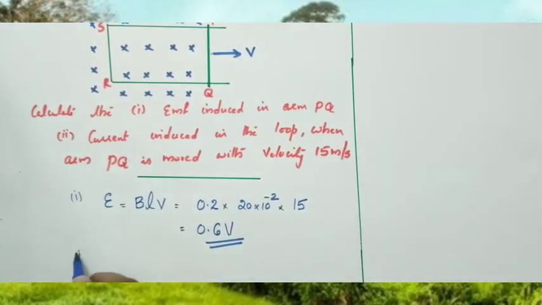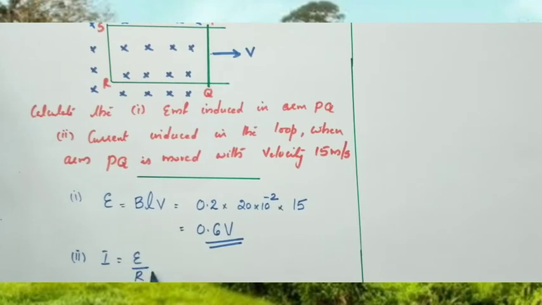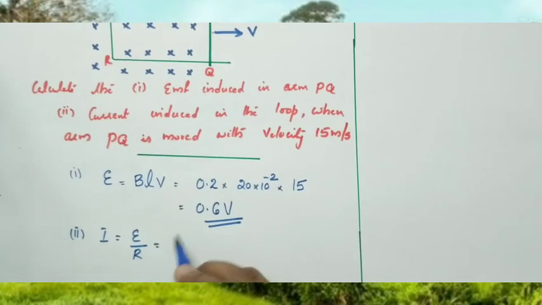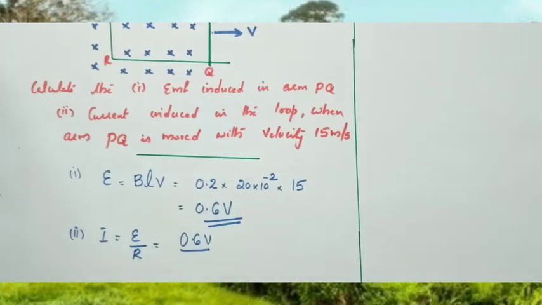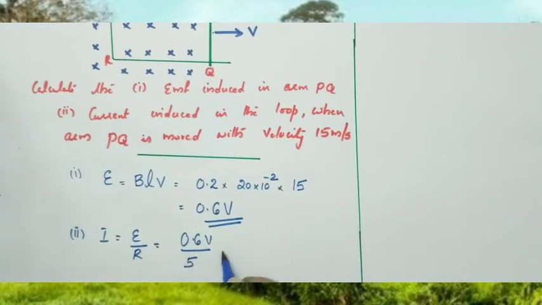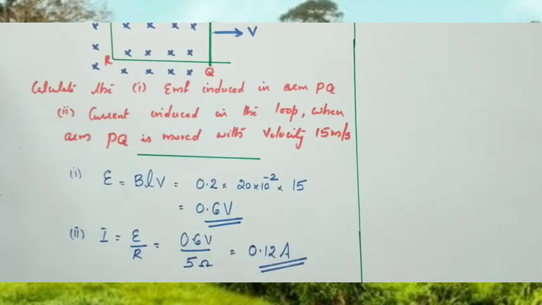Now what is the current induced in the loop? The induced current is given by I equal to EMF divided by resistance. The EMF is 0.6 volt, divided by the resistance of the loop, which in the question is given as 5 ohm. So after simplification, current is given by 0.12 ampere. Okay children.